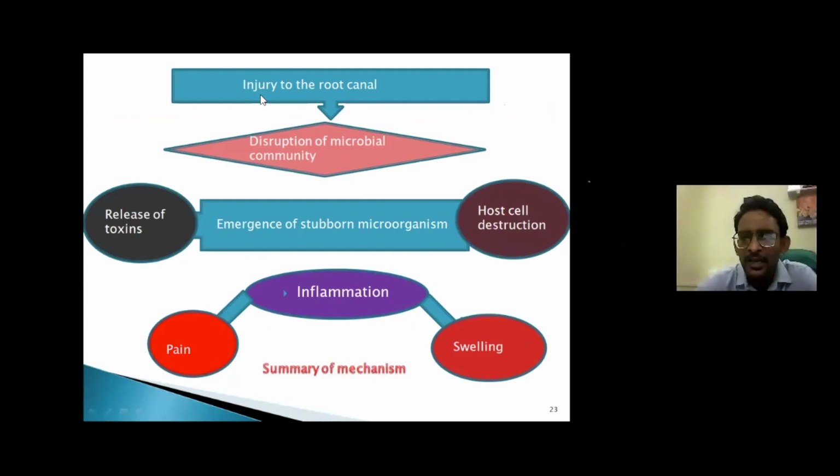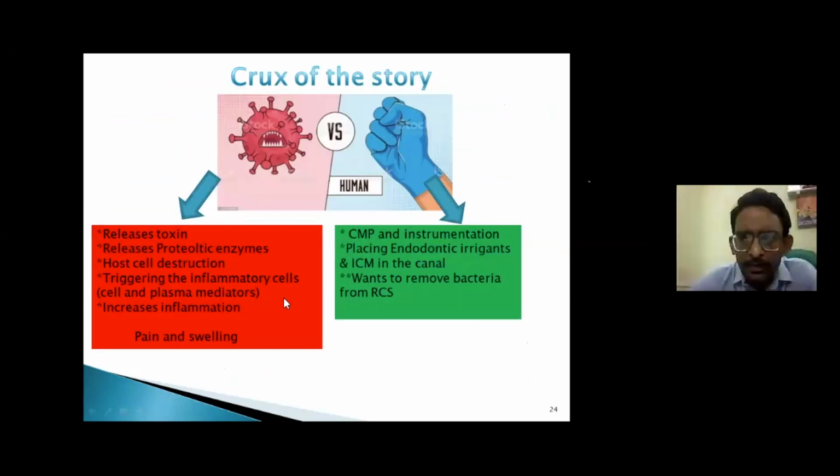Whenever there is an injury to the tissue in the root canal, there is disruption of the microbial community, and various microorganisms which are very virulent and most potent cause release of the toxins and host cell destruction. These will cause the inflammation to appear, and then the inflammatory cells come into role and they cause pain and swelling. Now, we have discussed the various etiological factors.